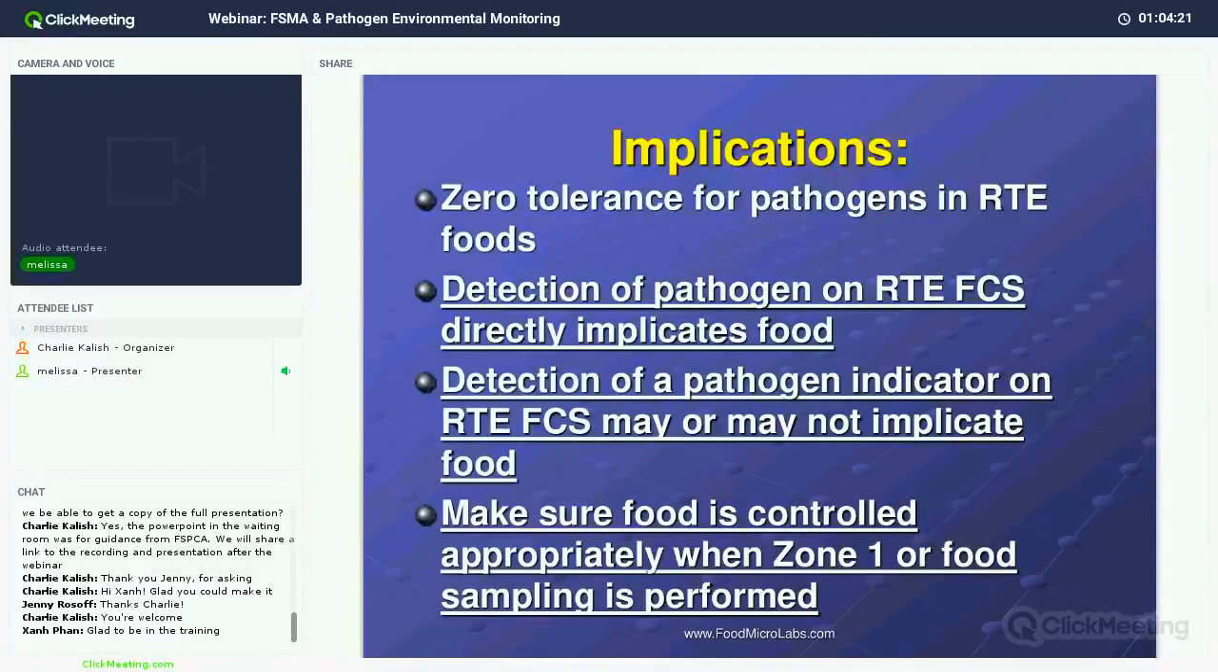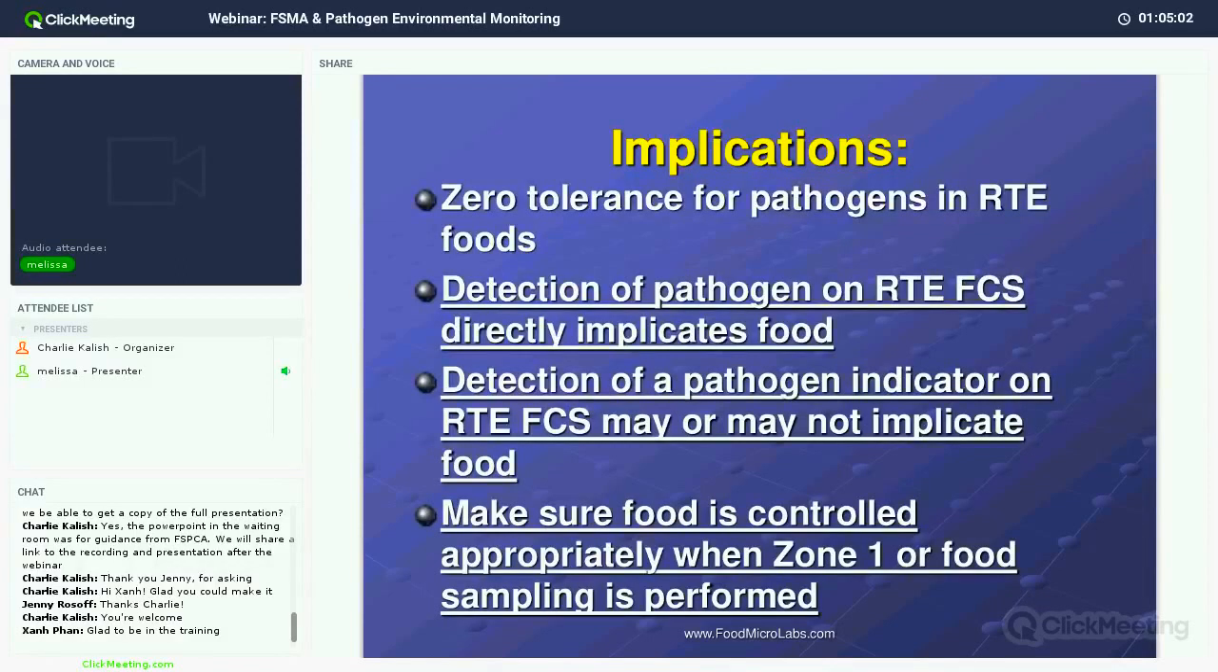And of course, the regulatory zero tolerance rule for absence of pathogens in ready-to-eat foods applies. And so if we're evaluating food contact surfaces in the ready-to-eat environment, and we find a pathogen on those, then the food is directly implicated, meaning it's considered adulterated unless it's processed with a validated lethal process to eliminate that pathogen. And so that's why there's so much concern and care that needs to be taken here, and it's tricky.